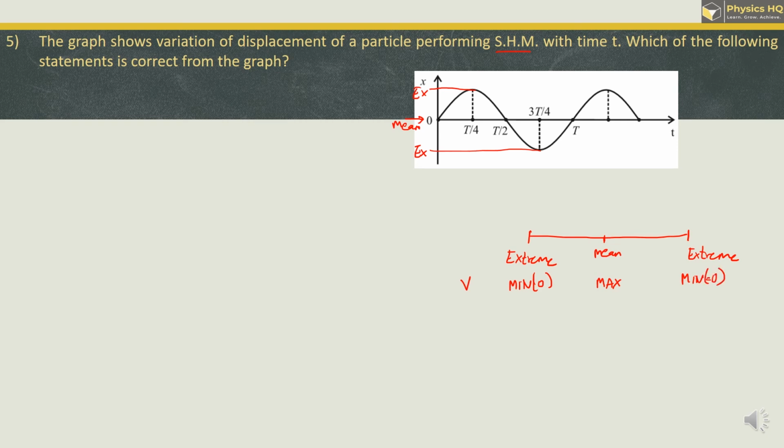Let us talk about acceleration. Acceleration is maximum at extreme position when we talk about magnitudes, and it is minimum in the mean position, or simply you can say it is 0. Now when I talk about potential and kinetic energy, potential energy is maximum at extreme position and it is minimum at the mean position, or simply you can say it is 0. What about kinetic energy? Kinetic energy is maximum at mean position and it is minimum, or simply it is 0, at extreme position.